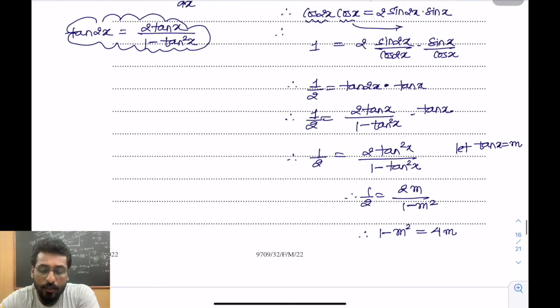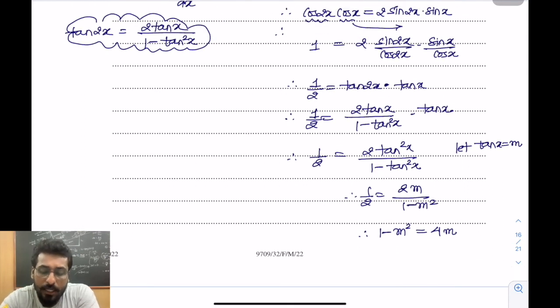I hope I have done all the things correct over here, isn't it? So 1 upon 2, you get 2 tan square x. Yeah. So one thing I've missed out, students. One thing I've missed out. Have you noticed that? So here, this is tan square x. So it would be m square. Very important, students. You need to be very attentive while solving questions.